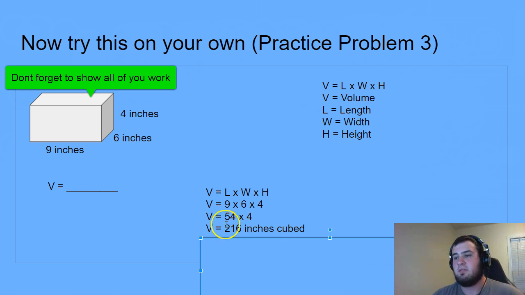Now, if you came to 216 and just wrote that down, that is not the correct answer, because remember, we have to include our units. It's a really tricky bit, but it is very important, okay?